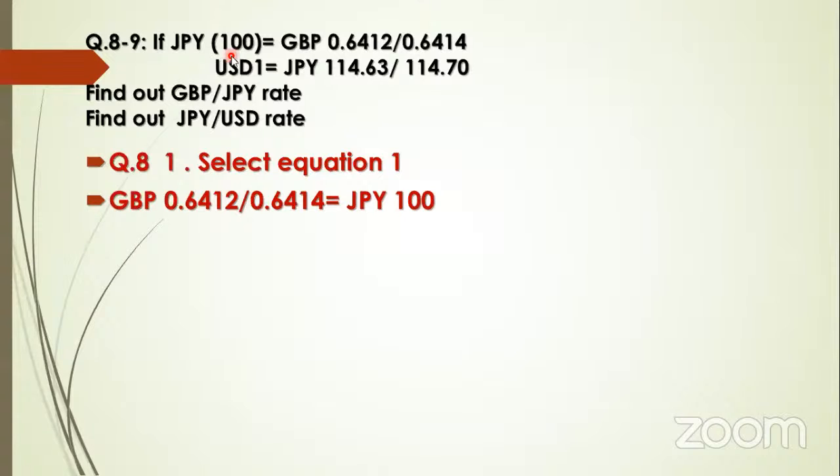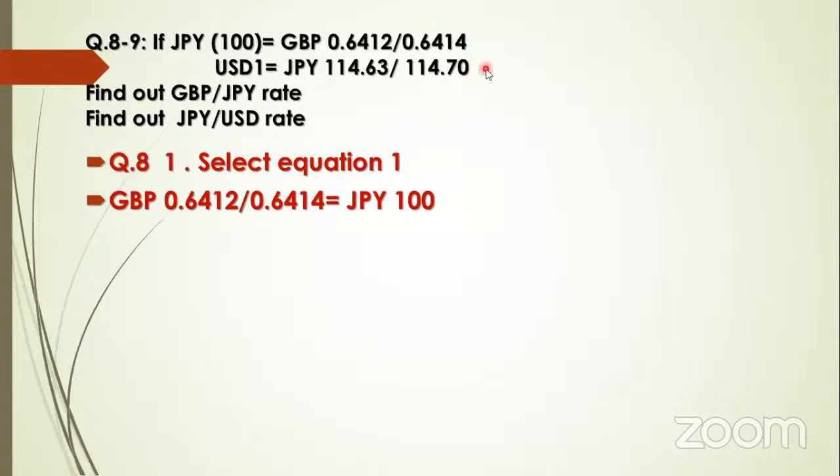So 100 Japanese yen is equal to 1 pound, 0.6412, current rate 6414. Japanese yen is bought at this rate, Japanese yen is sold at this rate. This is the base currency. This side currency is known as the base currency. You see the second equation, US dollar versus Japanese yen. $1 is equal to Japanese yen 114.63, 114.70.